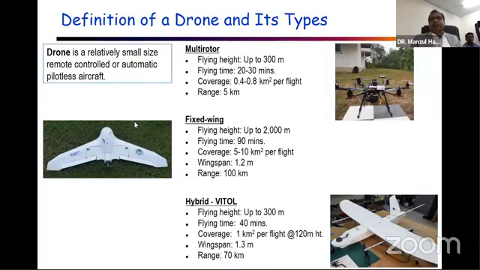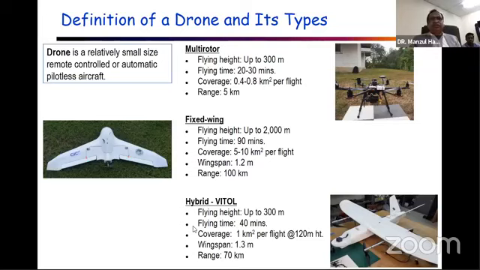All three drones, multi-rotor, fixed wing, and the hybrid one, were developed here in our center. We assemble them ourselves. The first one is a multi-rotor, which can go up to 300 meters, with 20 to 30 minutes flying time, and a very small area, because you can see so many rotors, so a lot of energy is consumed. So you can only fly 20, 30 minutes.